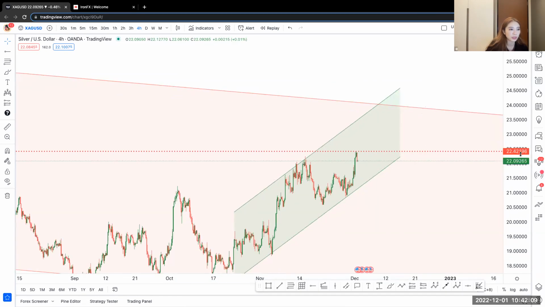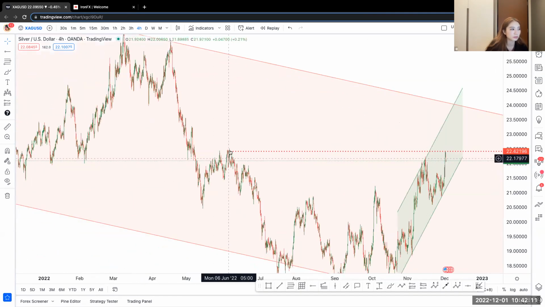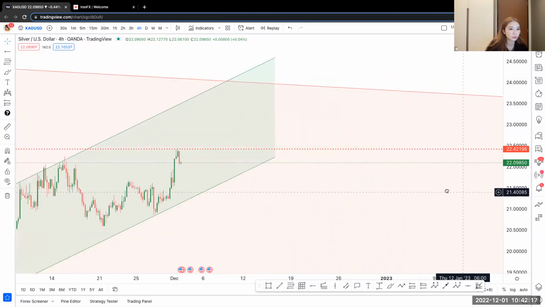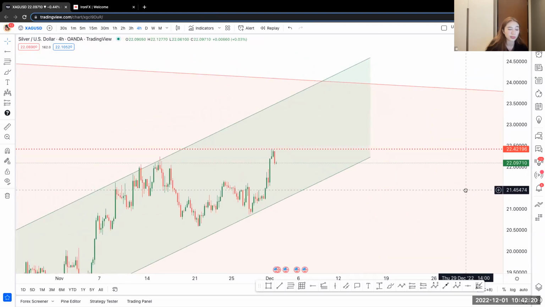We are also looking at a resistance since June this year, looking at 22.42196.